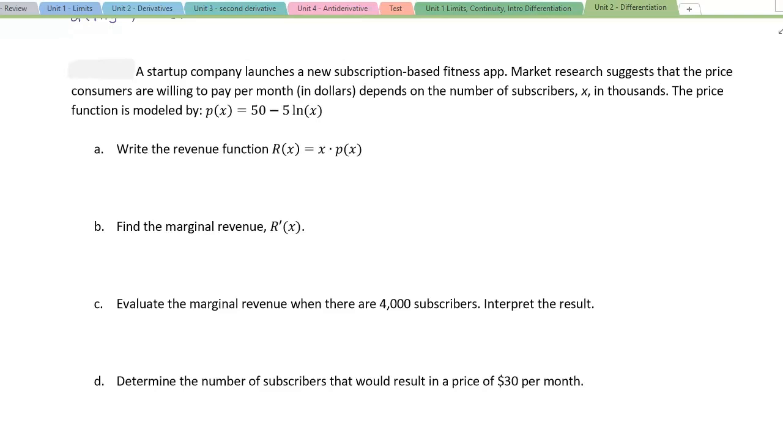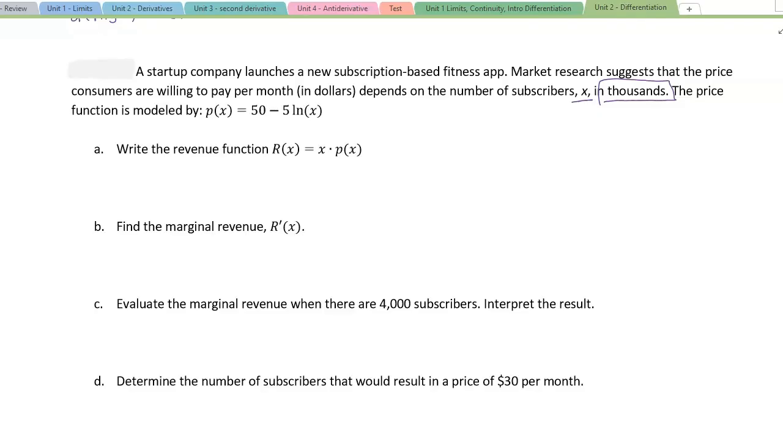Throughout the semester, we are going to see a lot of problems that involve price, profit, cost, and/or revenue. And this is one of those problems. A startup company launches a new subscription-based fitness app. Market research suggests that the price consumers are willing to pay in dollars depends on the number of subscribers, X, in thousands. That will be important. The price function is modeled by P of X equals 50 minus 5 times the natural log of X.